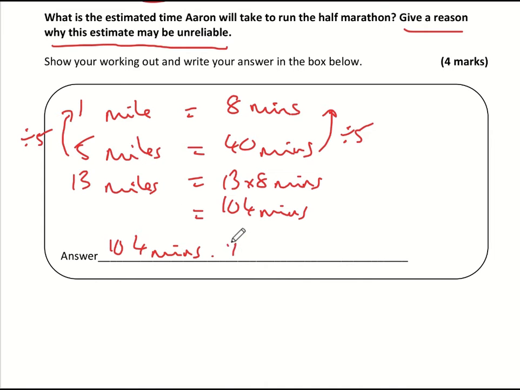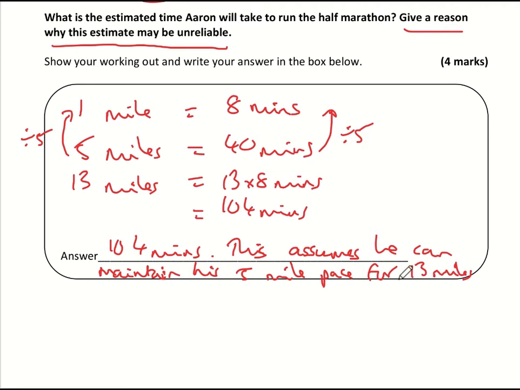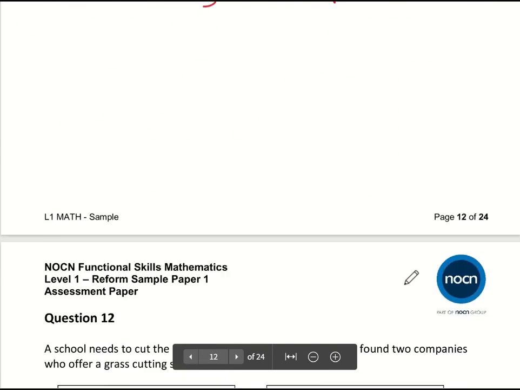So we can say, yeah, this assumes he can maintain his 5 mile pace for 13 miles, which may not be possible. There we go, all words to that effect. Okay.